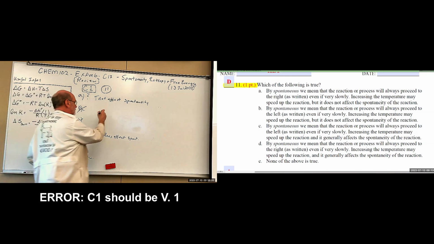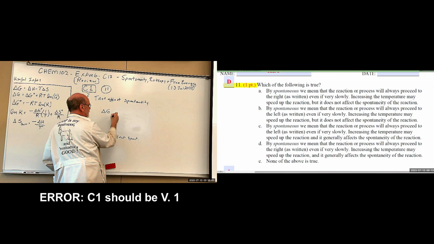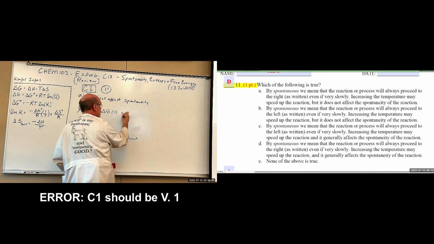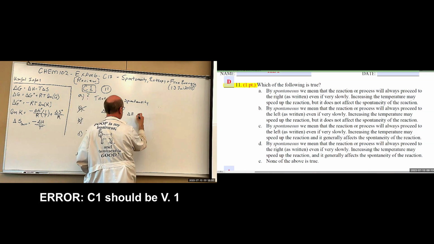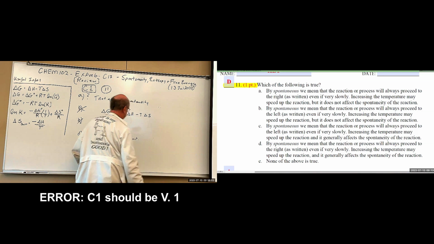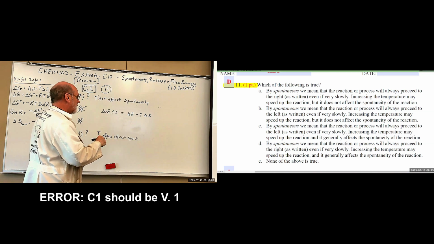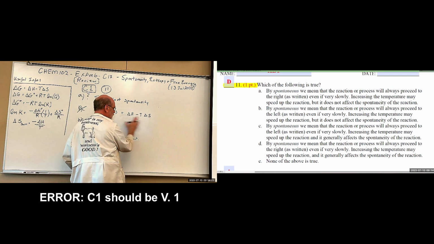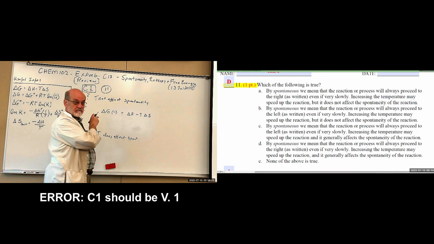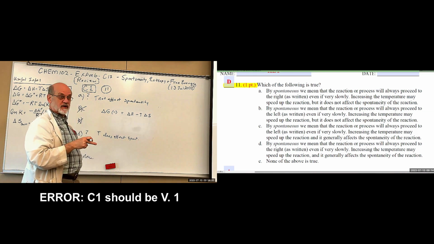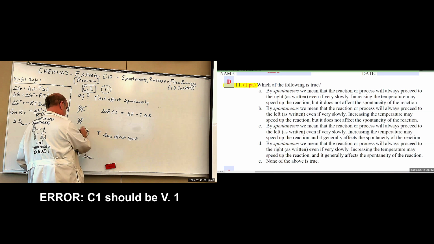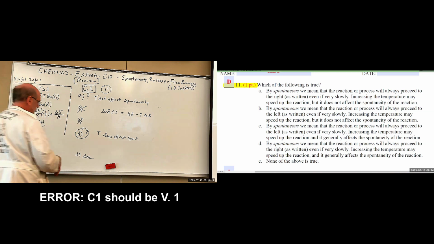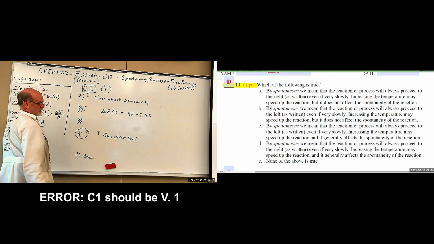We know that if delta G is negative, that's spontaneous. That's also equal to delta H minus T delta S. If we change the temperature, we change this whole term here, which changes G. So temperature does have an effect on spontaneity. So that gives us D. D is the correct answer out of all those. And since we found one that was true, E can't be true.